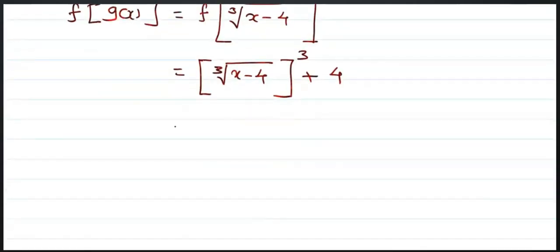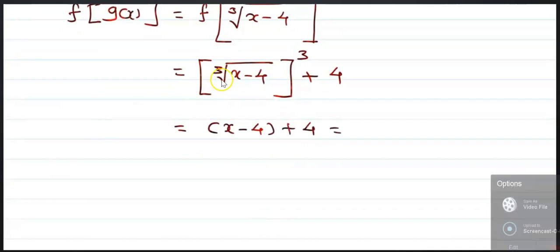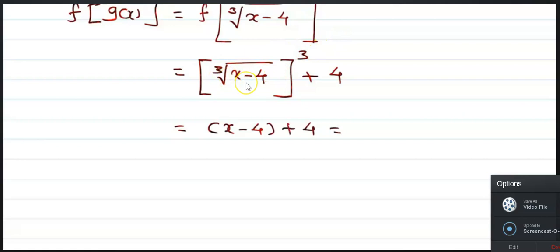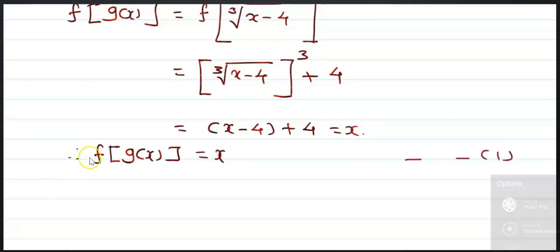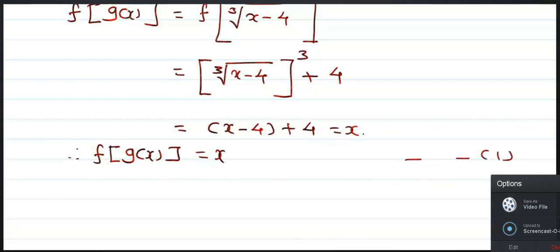Therefore, next you will get, what is here? Here is the cube of cubic root of x minus 4. The 3 gets cancelled here. We get x minus 4. That is, the cube of cubic root of x minus 4 is nothing but x minus 4, plus 4, and overall you will get x. Sorry, by mistake. That is equal to x. Therefore, f of g of x is equal to x.